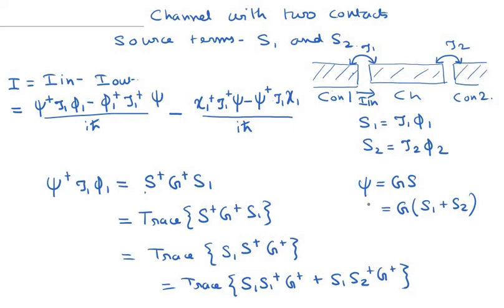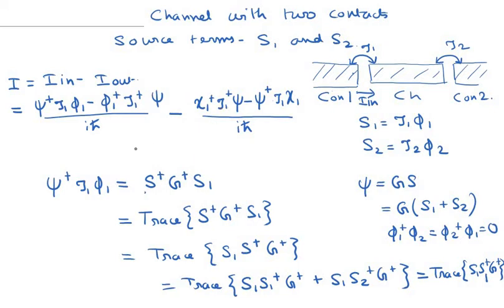So basically what we have here is phi 1 dagger phi 2 equals phi 2 dagger phi 1, and this is equal to 0. So when this is 0, this term is also equal to 0. So we basically get trace of S1 S1 dagger G dagger. So this is S1 dagger G dagger.